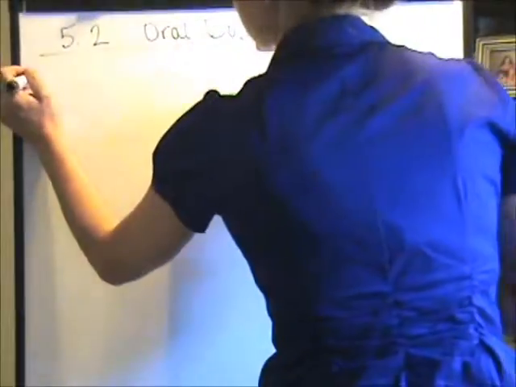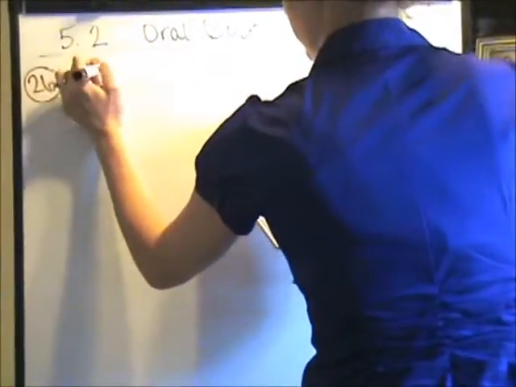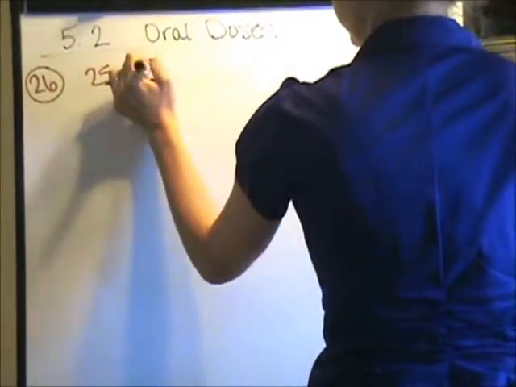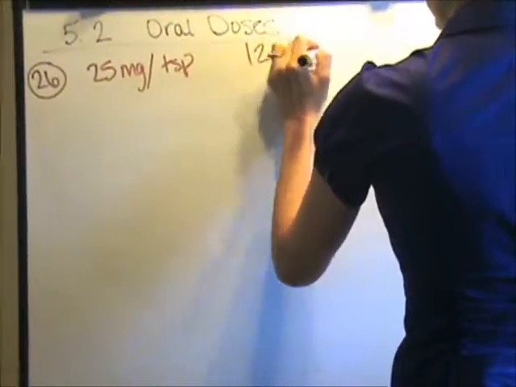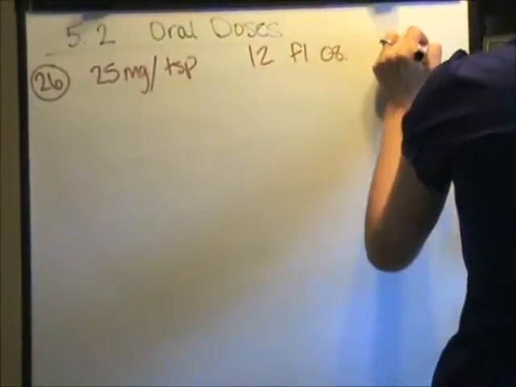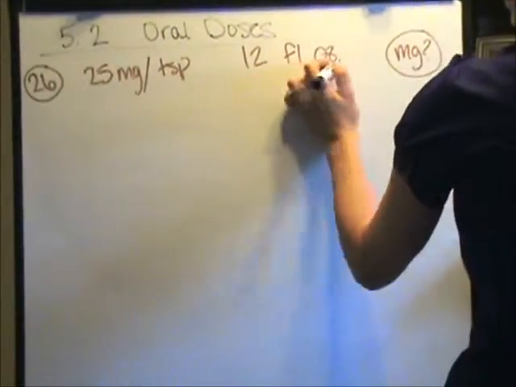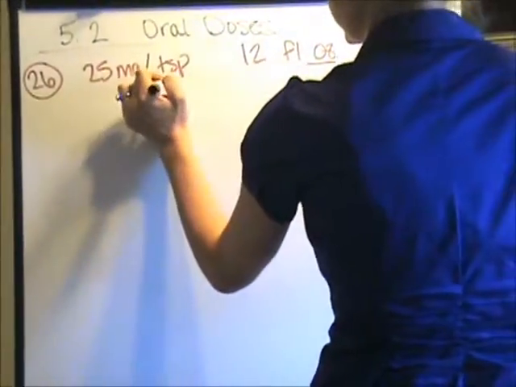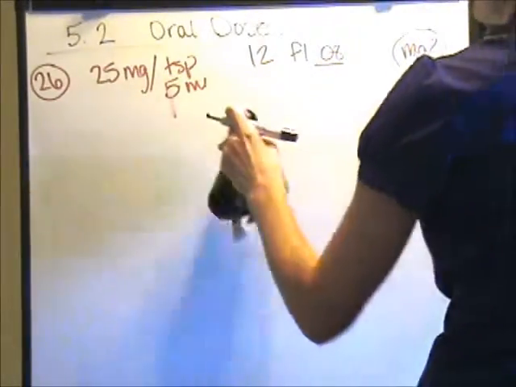Okay, number 26, this will be the last one we'll do together. There are 25 milligrams in a teaspoonful of medication. You're dispensing 12 fluid ounces. How many milligrams will be in the bottle? Okay, well, first we want to see how many fluid ounces are in milliliters, because a teaspoon is 5 milliliters. Let me rewrite that so that's easier to read.